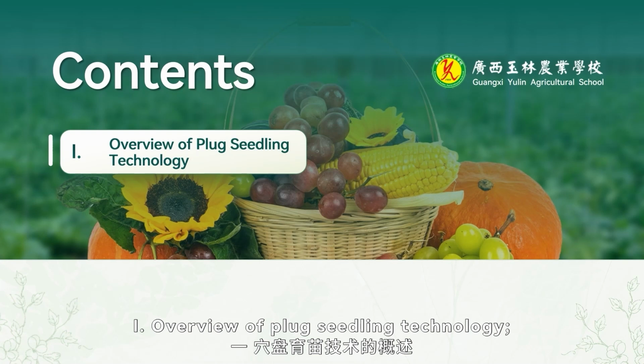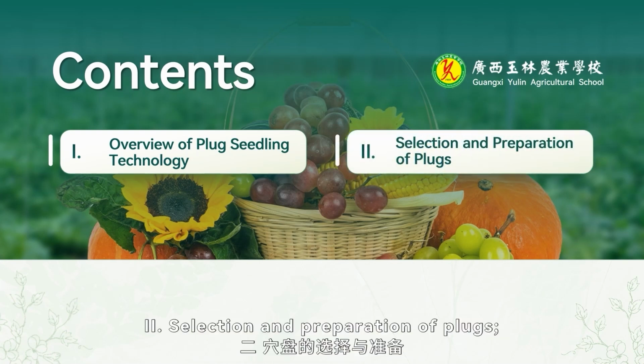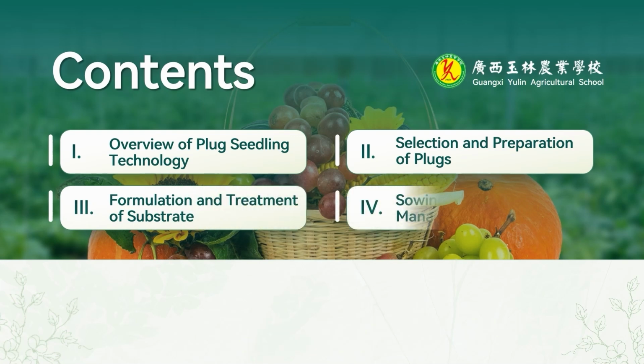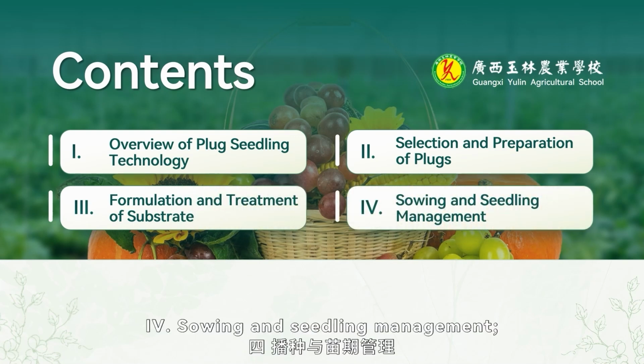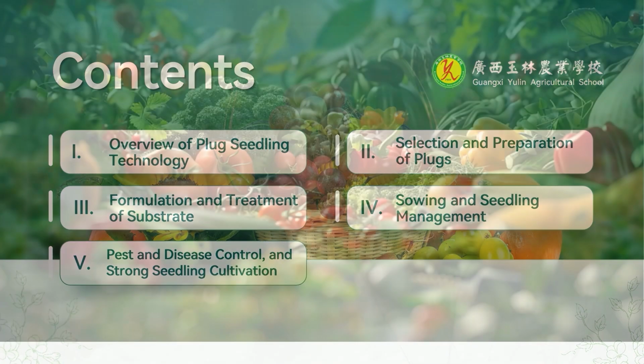1. Overview of plant seedling technology. 2. Selection and preparation of plants. 3. Formulation and treatment of substrate. 4. Sowing and seedling management. 5. Pest and disease control and strong seedling cultivation.